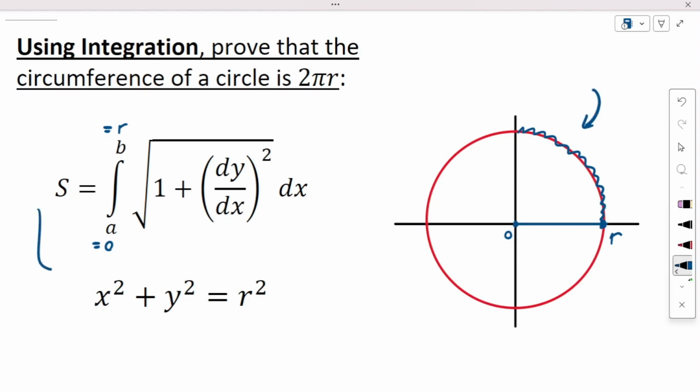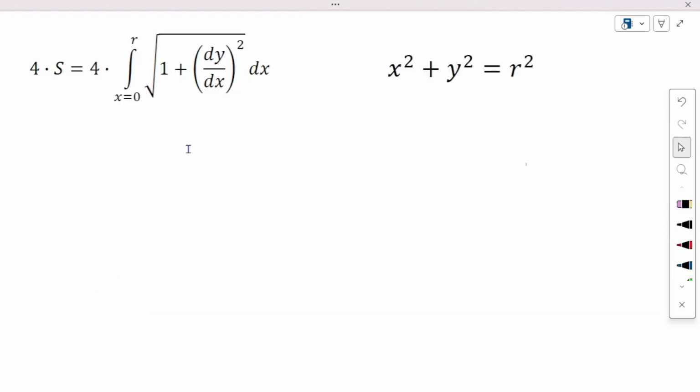This equation is only for one segment of that circle. But what we must do is account for all 4 of them over here. So we're going to multiply the arc length by 4, and because we multiplied this by 4, we will also multiply this integral by 4. And this will help us with our proof when we get further. Okay, so let's get into the proof now.